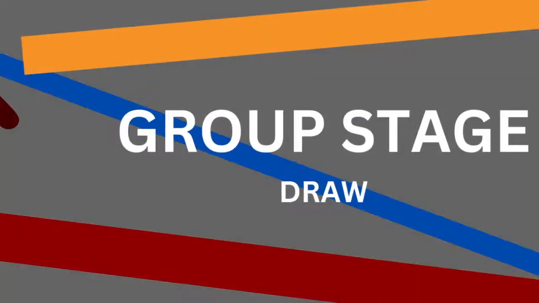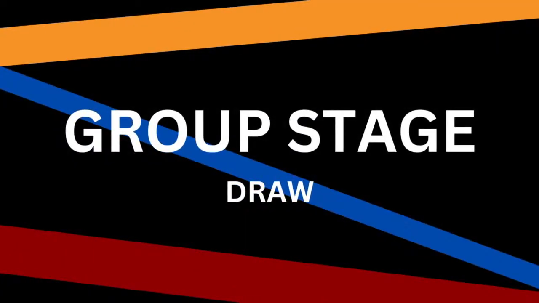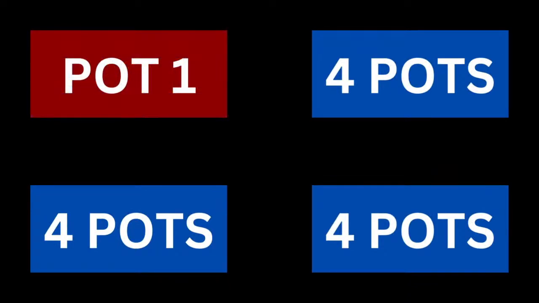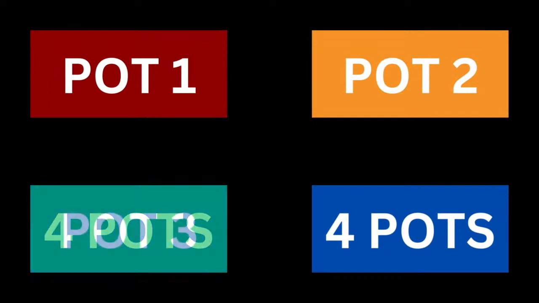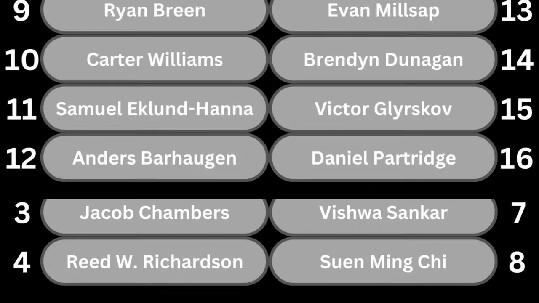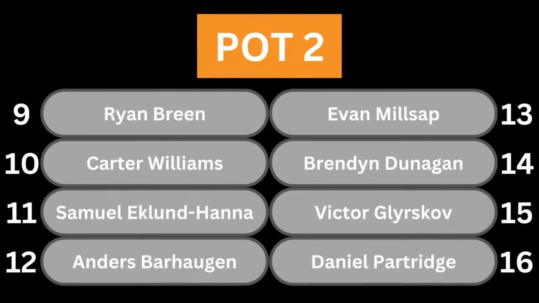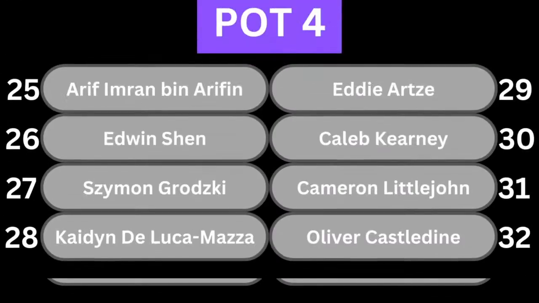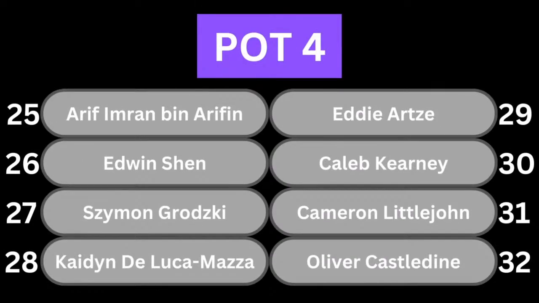Before we begin, let's go over the group stage draw procedures. There were 32 qualifying competitors that were placed into 4 pots. Those pots were Pot 1, Pot 2, Pot 3, and Pot 4. Pot number was determined by the qualifying seed. Seeds 1 through 8 were placed into Pot 1. Seeds 9 through 16 were placed into Pot 2. Seeds 17 through 24 were placed into Pot 3. And seeds 25 to 32 were placed into Pot 4.